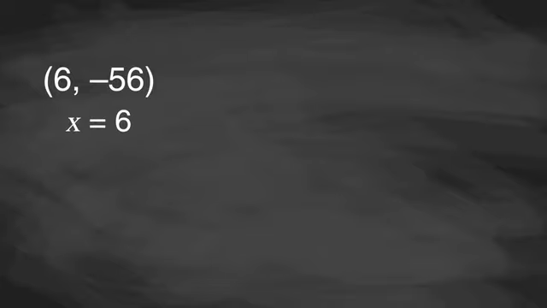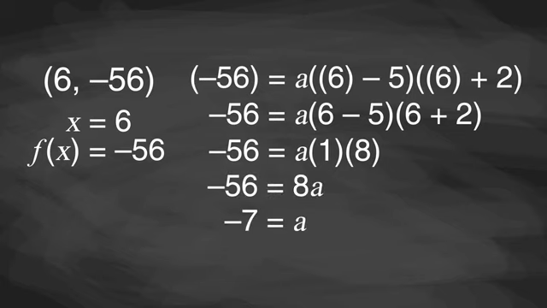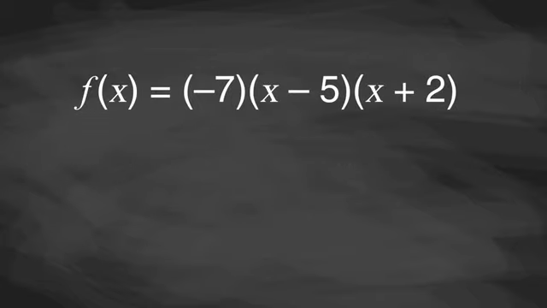We can use the given point (6, -56) as a point that the parabola passes through to replace x with 6 and f(x) with -56. The solution is -7 equals a. Now that a is known, we can substitute its value into the factored form of the quadratic function.